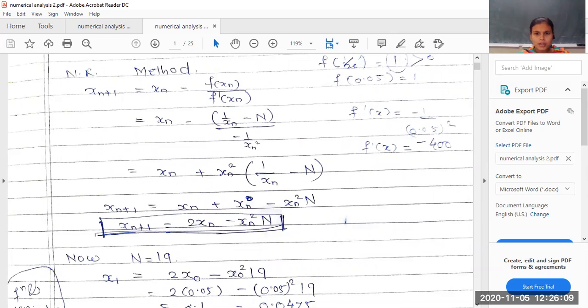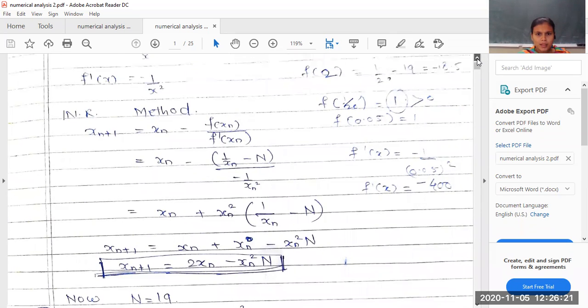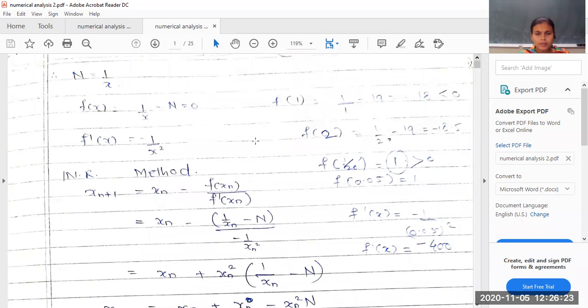For that, let us see here. Suppose first we'll check for f of 0. What will be f of 0 and f of 1? After checking that, okay, so what is f of 1? f of 1 will be 1 minus 19, which is minus 18, less than 0. You can check for f of 2 also. Again you will get less than 0. But we have to find a number in such a way that f of that number should be greater than 0. So for that we can take 1 upon 20, which is 0.05, so that we can assume x naught is 0.05.